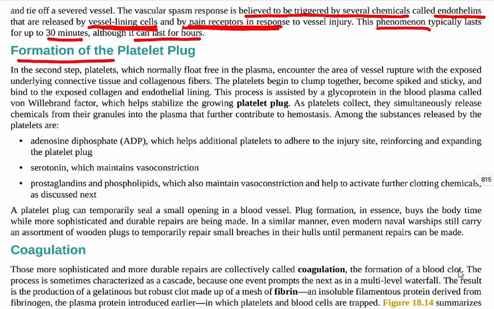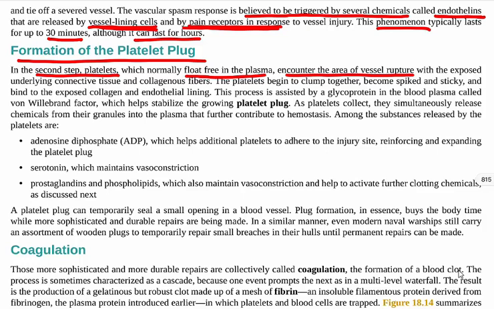So the next step is the formation of the platelet plug. In the second step, we see the platelets come into consideration here. We talked about how platelets are important for coagulation, for blood clotting. In this case, platelets, which we mentioned are normally floating free in the plasma, are going to encounter this area of vessel rupture. They're going to be floating through the bloodstream, and then they're going to get to this point where there's been the cut or the rupture.